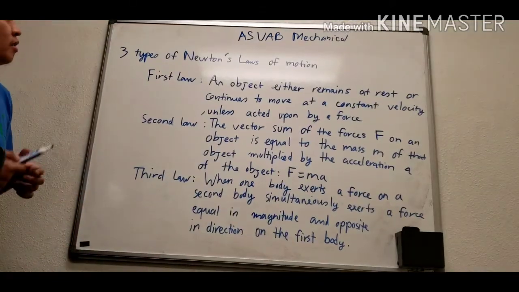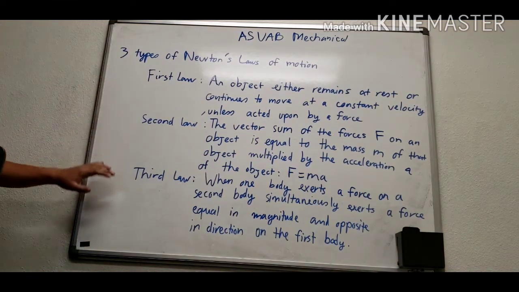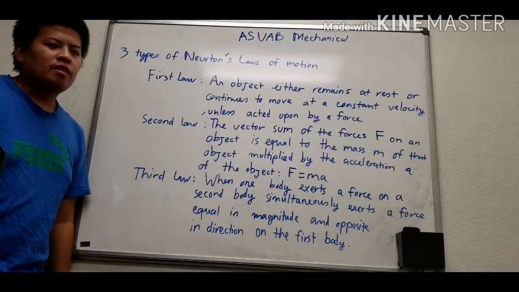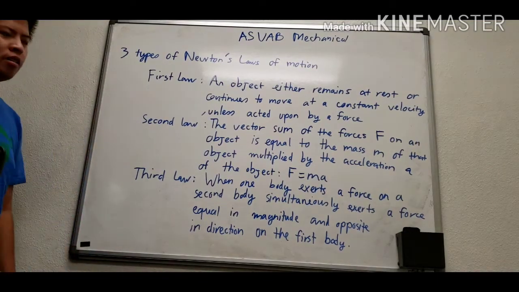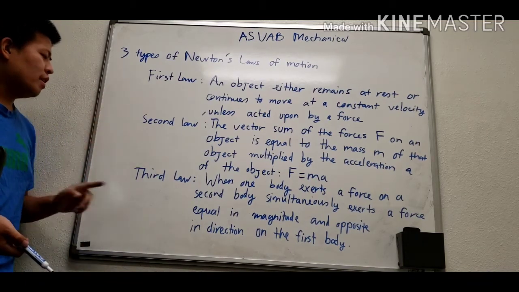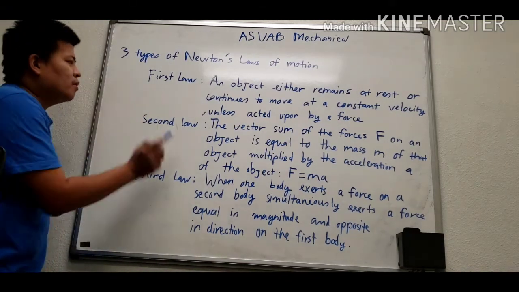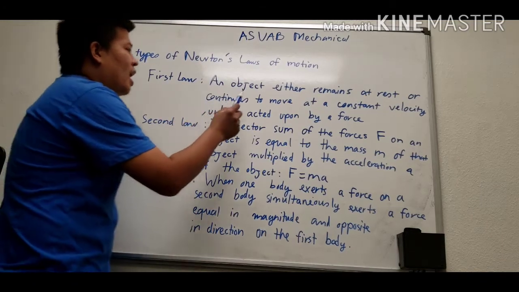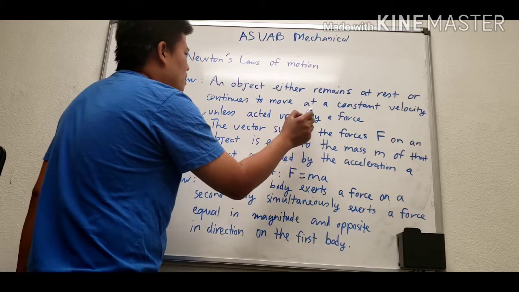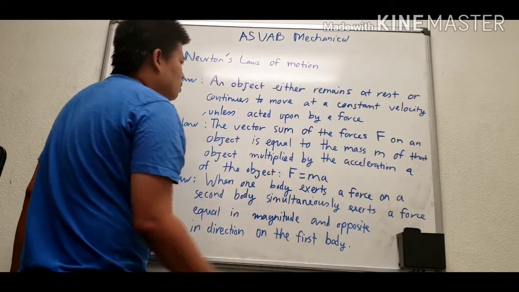Now, Newton's laws of motion. There are 3 definitions here. You must understand the definitions. You don't need to memorize the concept. You just understand what the first law, second law, and third law are. So I will explain the first law. An object either remains at rest or continues to move at a constant velocity unless acted upon by a force.